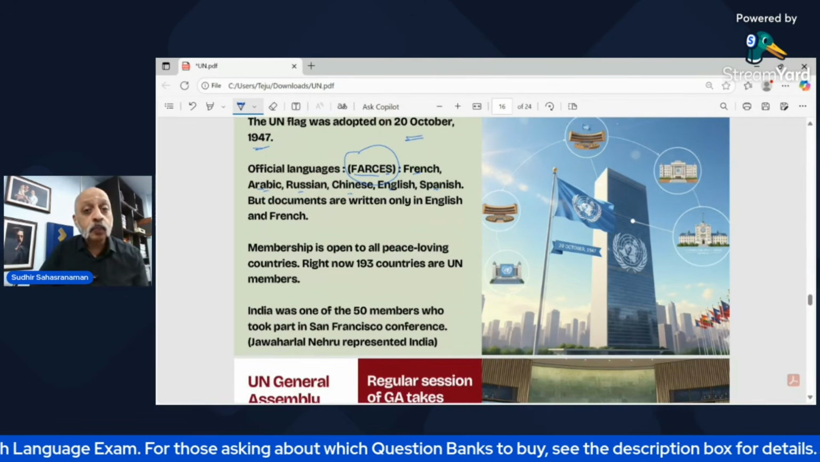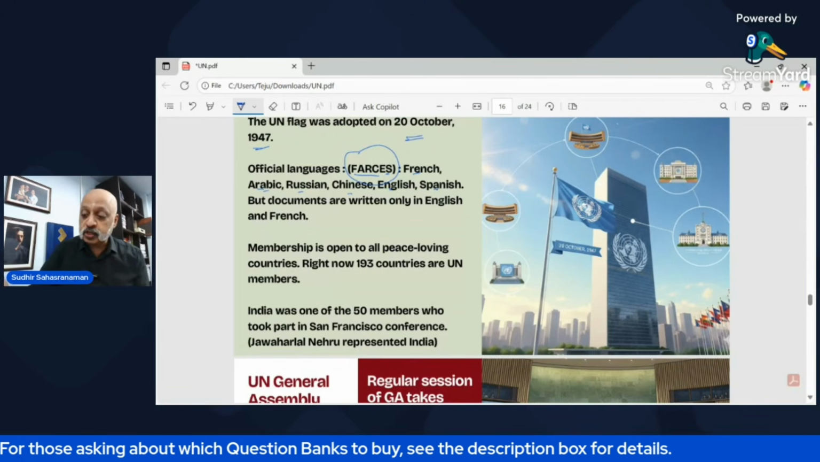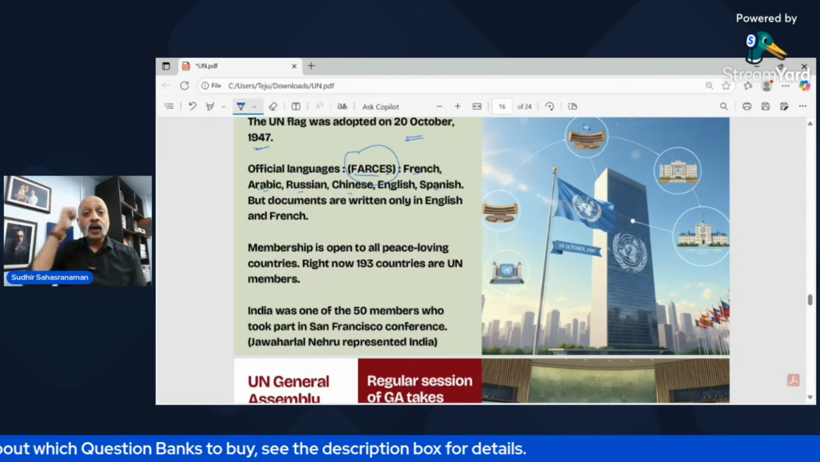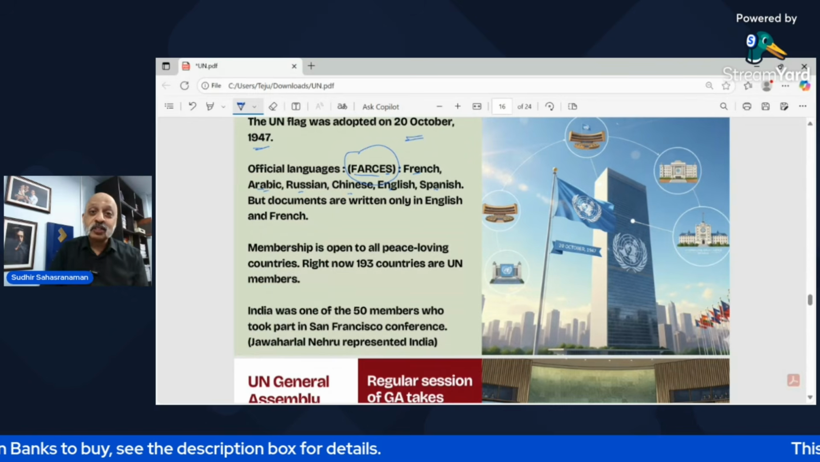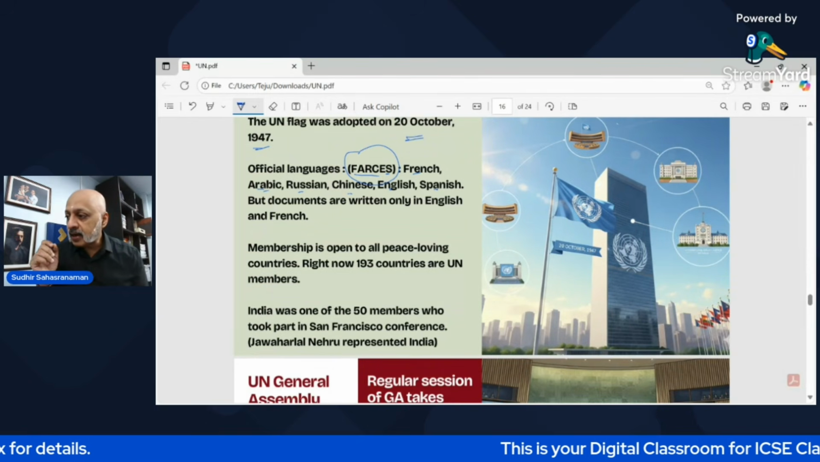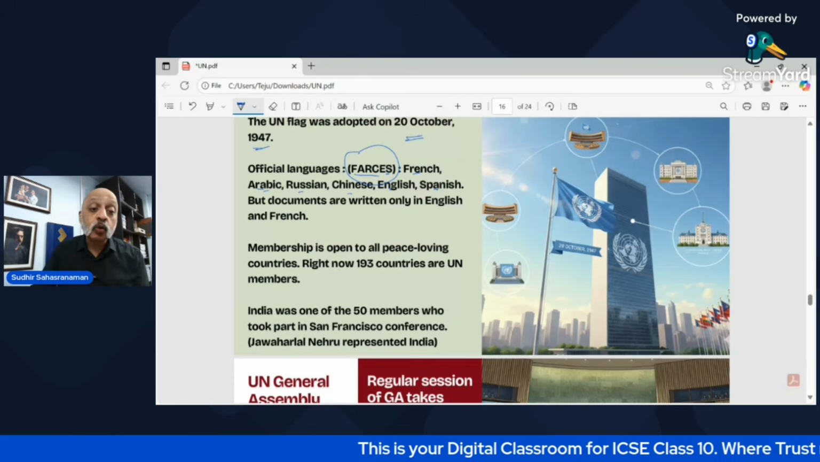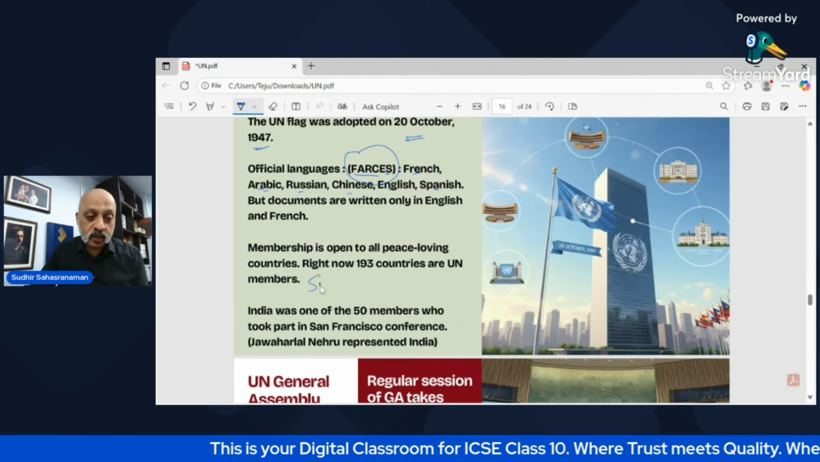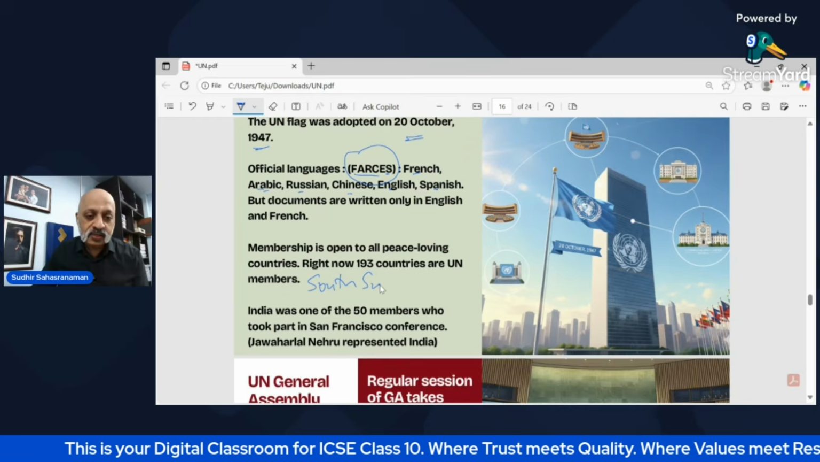The membership is open to all the peace-loving countries. Obviously, you have to say that you love peace. Otherwise, if you say, I love war, then you are not going to get membership of the UN, right? Right now, 193 countries are UN members. And the last one to get admitted was South Sudan. Okay, this also can come as a MCQ.